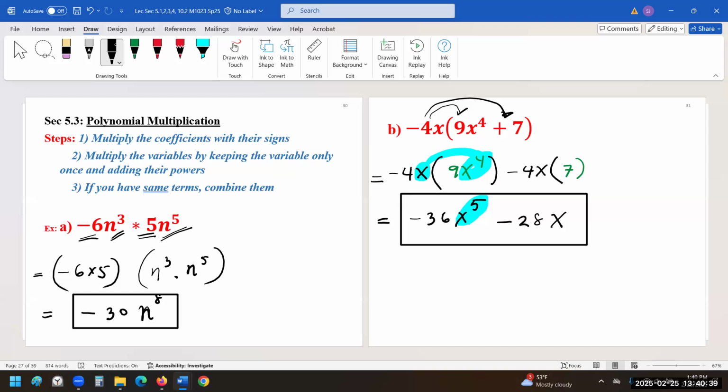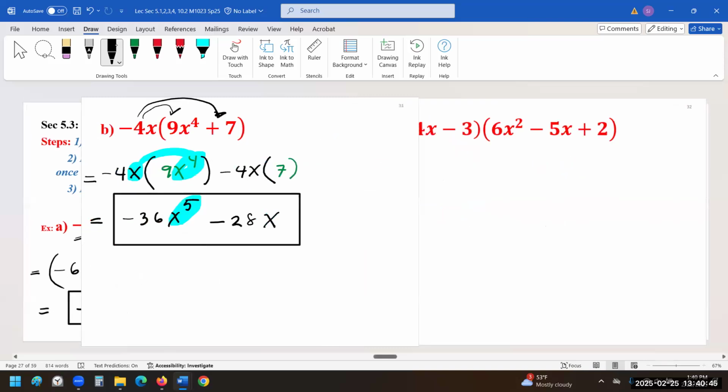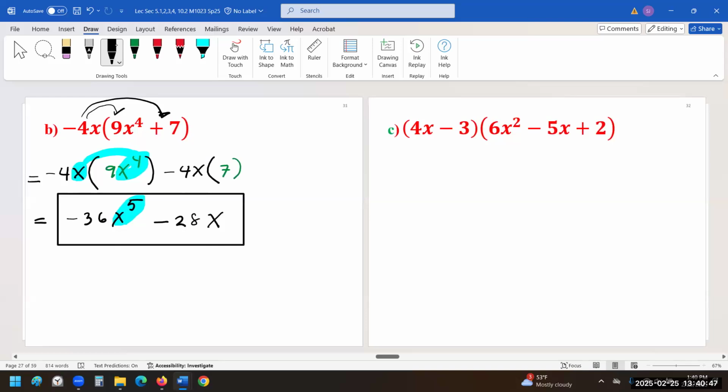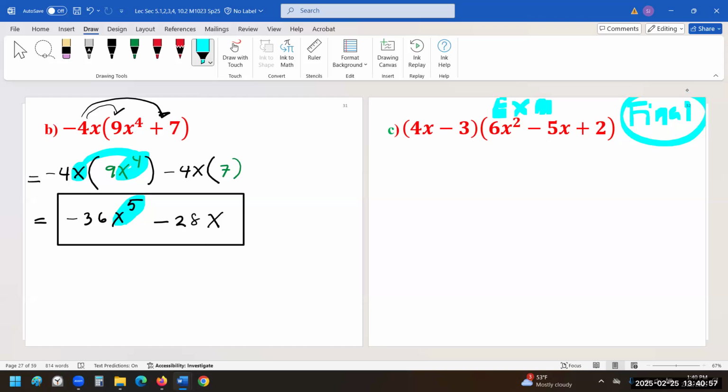These are too easy, right? That's why this will not be in the exam. What will be in the exam is the next one. This you'll see in the class exam, which is next week. Also, you are going to see this in the final. One of them will be in the final.